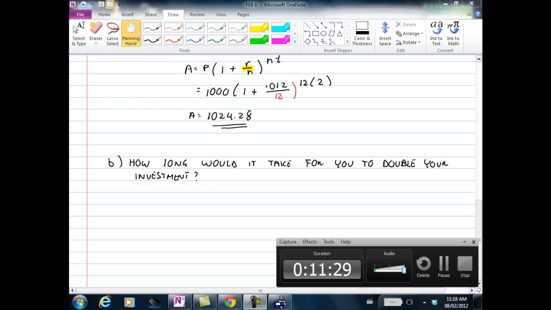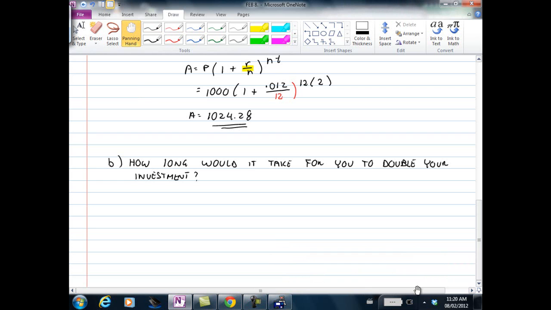I'm going to pause it. So guys, gals, if you're stuck, I'm going to give you a little hint. I know this is type 1, so let's write down my formula. A equals to P, 1 plus R. Again, I write down my formula each time. Now, let's write down everything I know. 1,000. Yep, missing 0. 1 plus 0.012 over 12 to the power of 12t.